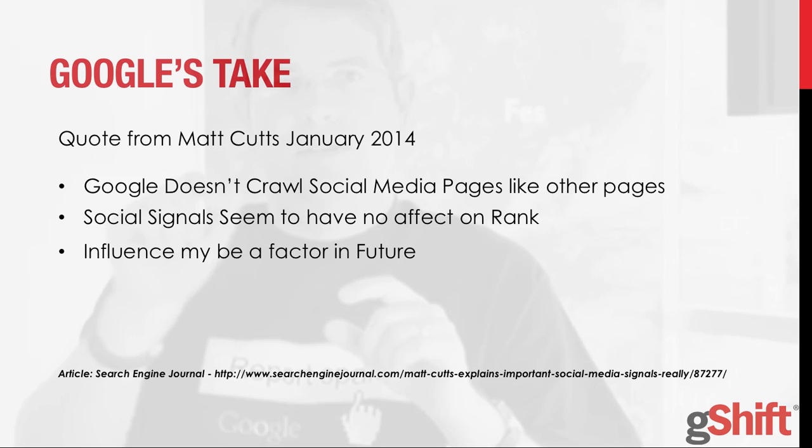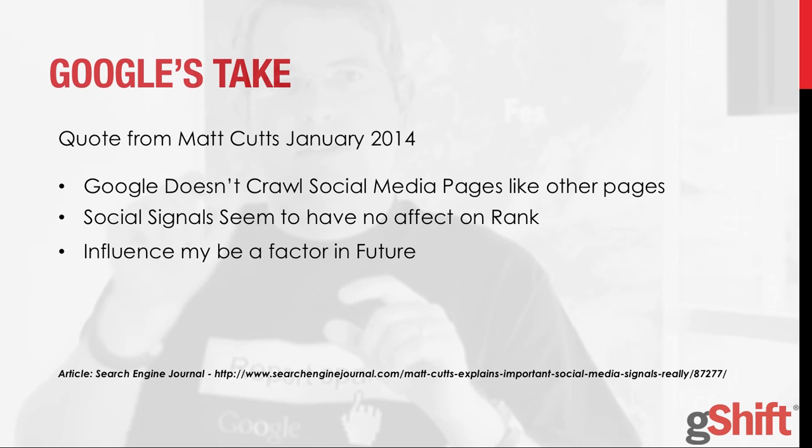So what's Google's take? A quote from Matt Cutts in January earlier this year in 2014 is, Google doesn't crawl social media pages like other pages. They're just way too big and way too complex for Google to spend resources to index. So social signals seem to have no effect on rank, though the influence may be a factor in the future. This was taken from the Search Engine Journal, and the article link is shown on the screen here.